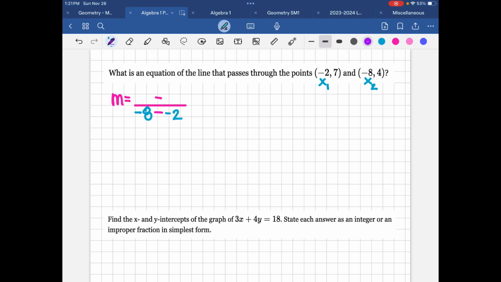Remember, x2 goes first and x1 goes second. I'm going to label my y's now, y1 and y2. I am going to put y2 first and then y1 second. I'm going to simplify that. That would give me a negative 3 on the top, and this would change to a plus, giving me negative 6 on the bottom. When I simplify negative 3 divided by negative 6, I get 1/2 for my slope.